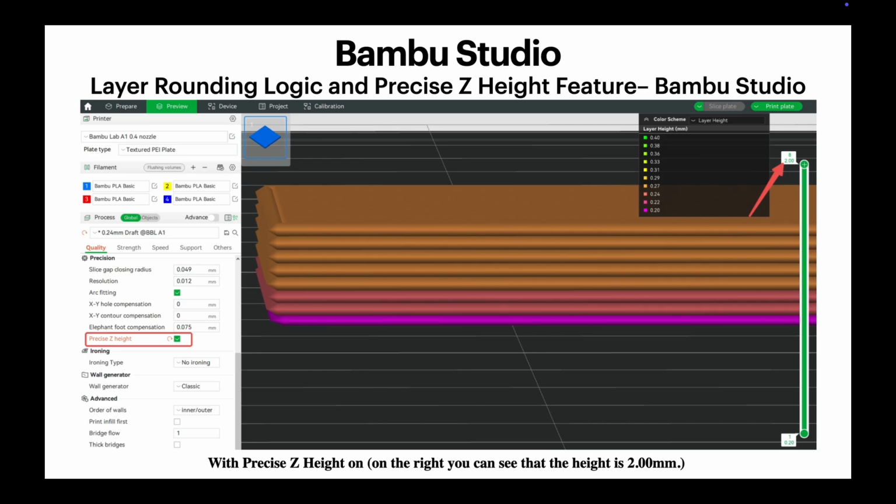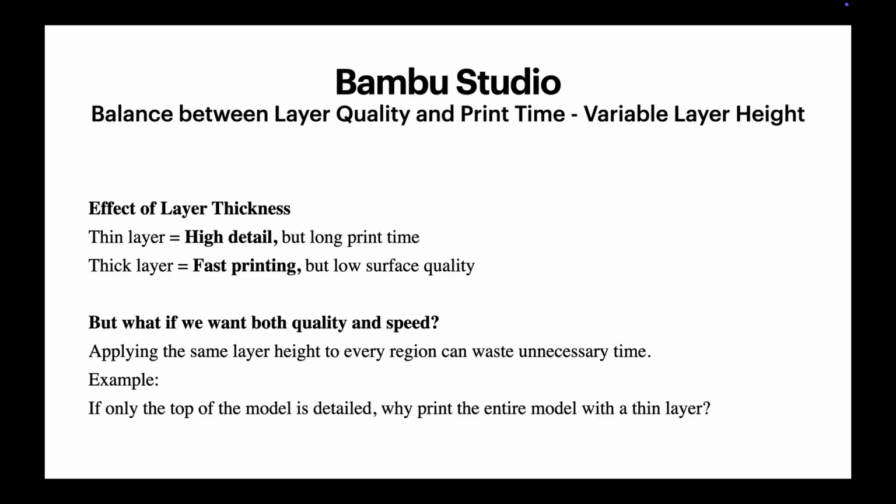Ensuring accurate height and layer counts is not just about print quality, it's also essential for dimensional accuracy. In the next video, we'll take a closer look at variable layer height, which allows you to dynamically adjust layer thickness throughout the model, providing faster prints without compromising quality in the critical areas.